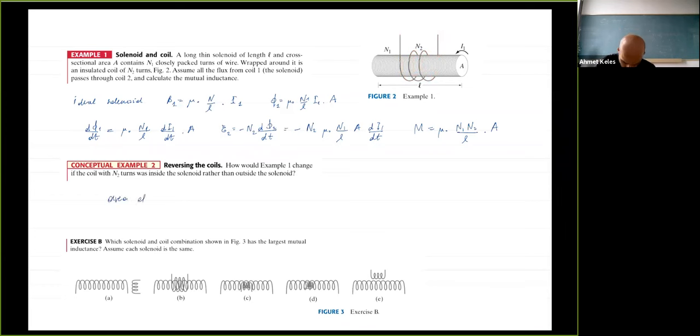A, B, C. What is C? What is the maximum current? Okay, this one, I0, this is the maximum. Max current is equal to V0 over R, which is 12.0 volt divided by 30 ohm. This is going to be 0.4 ampere.